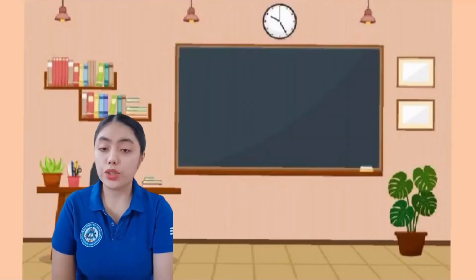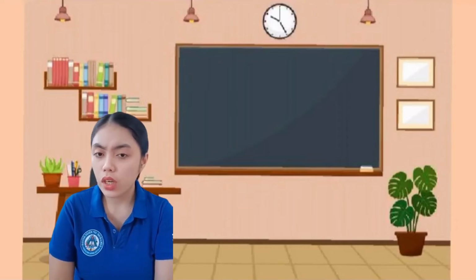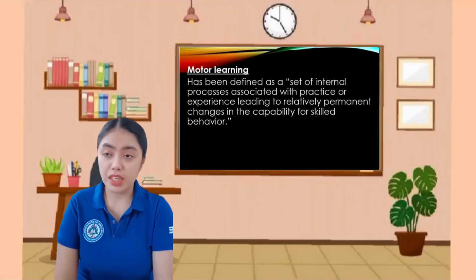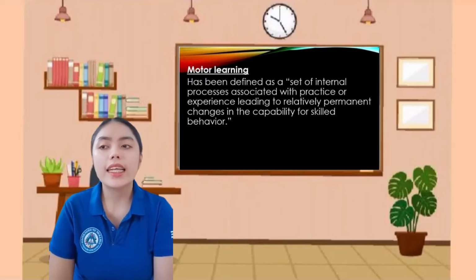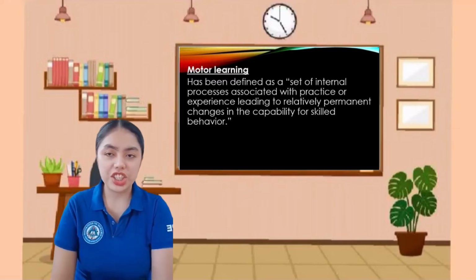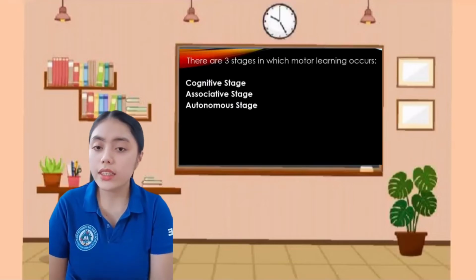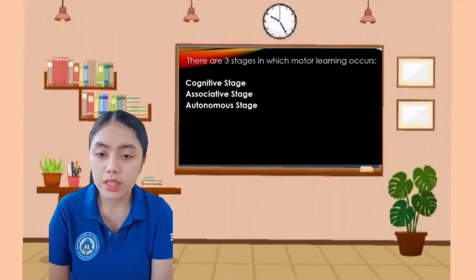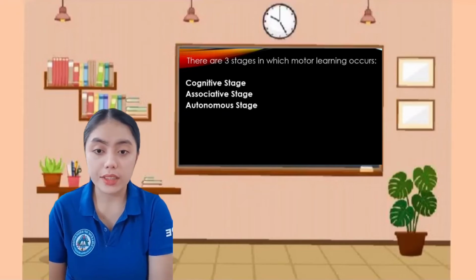Now, let's proceed to motor learning. Do you have any idea what is motor learning? No one? Okay. Class, motor learning has been defined as a set of internal processes associated with practice or experiences leading to relatively permanent changes in the capability of skilled behavior. There are 3 stages in which motor learning occurs: the cognitive stage, the associative stage, and the autonomous stage.